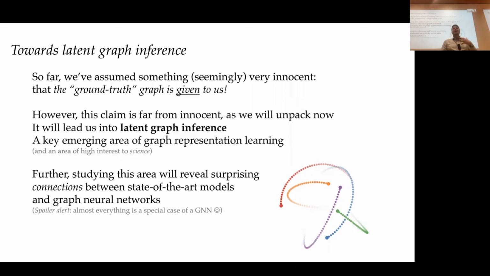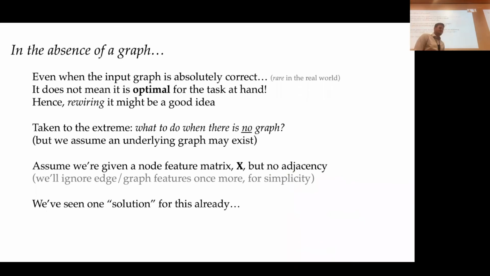And it's an area of very high interest to science, because if you do it properly, you'll be able to look at a collection of particles like this and tell me exactly what are all the forces between them, right? That could be really cool. Also to infer a causal model and causal structure of the world and these kinds of things. And also, beyond the fact that it's useful for doing science, it turns out that if you study some standard approaches to doing this problem, you'll end up discovering connections between many state-of-the-art models and GNNs. Here's a spoiler alert. Almost everything we discover will be a special case of a GNN, as you might expect by this point.